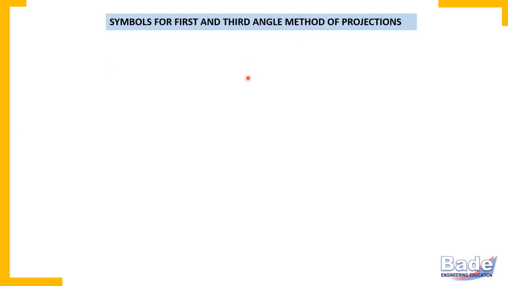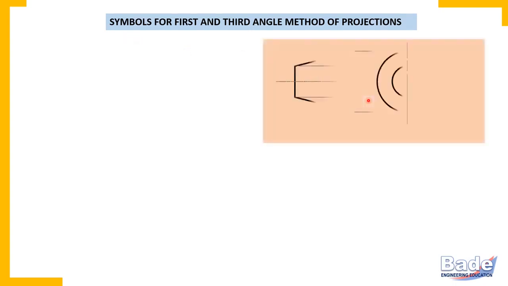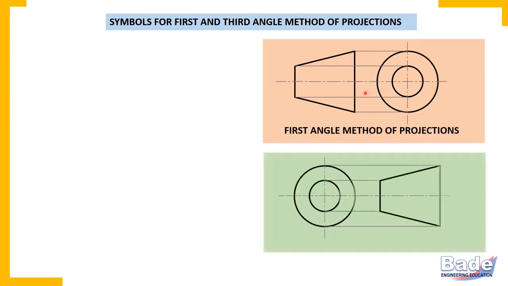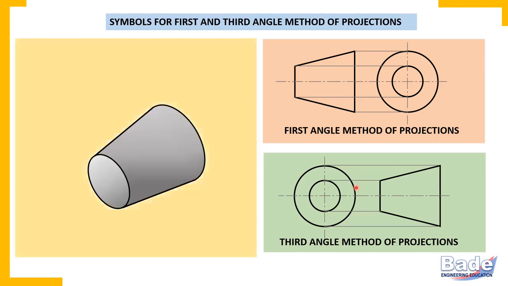Now let's talk about symbols for first and third angle methods of projection. This is the symbol used for first angle method of projection. And this is the symbol used for third angle method of projection. What exactly is it? Let's study.